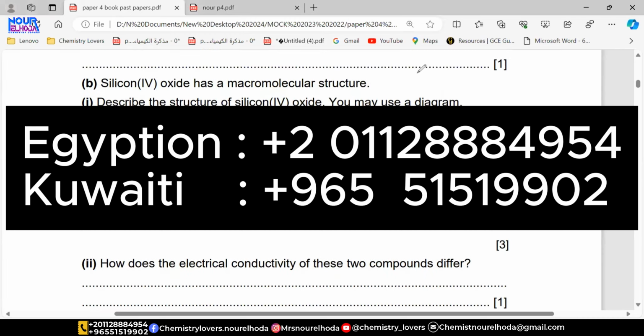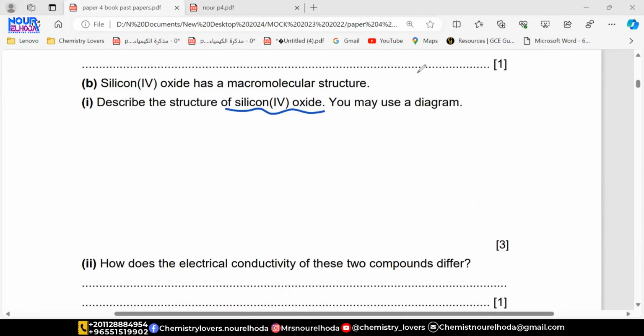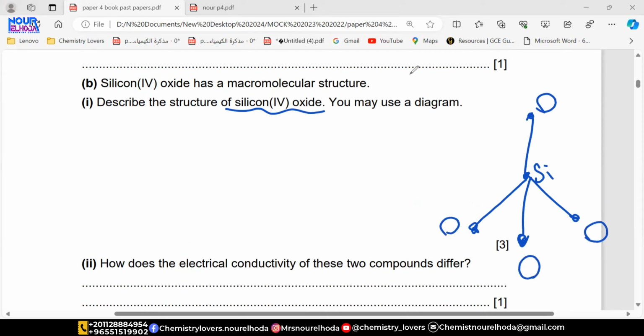If I'm going to ask you about silicon dioxide as an example, how should I do silicon dioxide? We said before silicon dioxide is the same as diamond. Same structure as the diamond, tetrahedral, if you remember. This is how it looks: silicon, oxygen, oxygen, oxygen, oxygen. As we said, it is tetrahedral. Every silicon is connected to 4 oxygen atoms. Every oxygen is going to be connected to 2 silicon atoms.